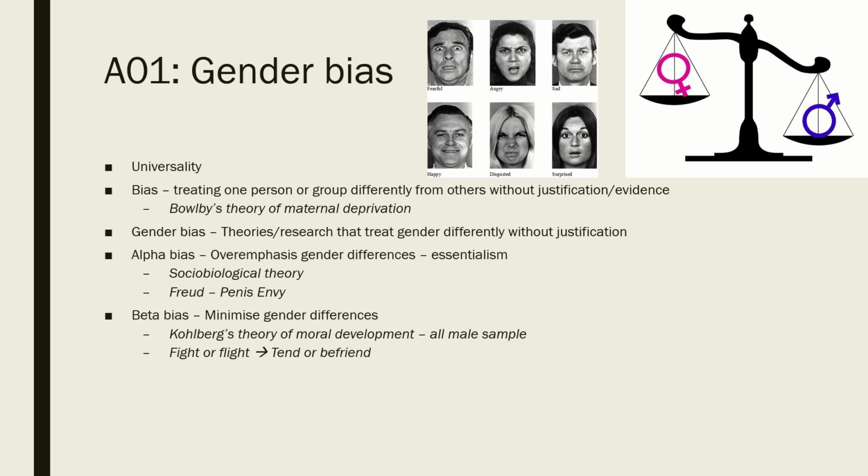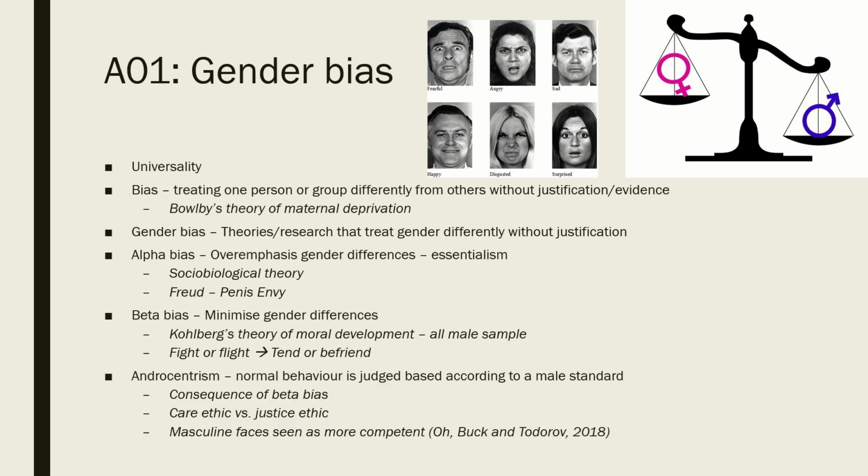So it's that idea that we've minimised the gender differences. Oh, well, all male lab animals act like this, we can apply it to everybody, and actually that's not the case. Generally, what we find as well is that beta bias can cause androcentrism. And androcentrism is the idea that normal behaviour is judged according to a male standard. And you'll find lots of other similar concepts in other areas of research. So sometimes we refer to this as the male gaze. So the idea that we're using a male kind of viewpoint to judge all behaviours.